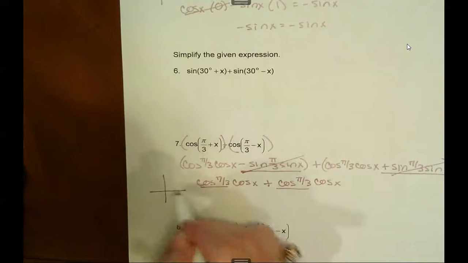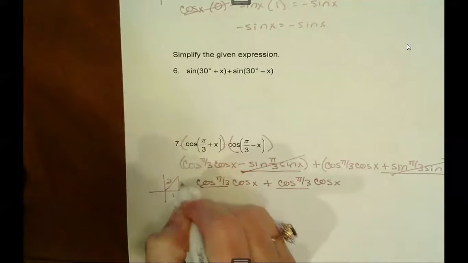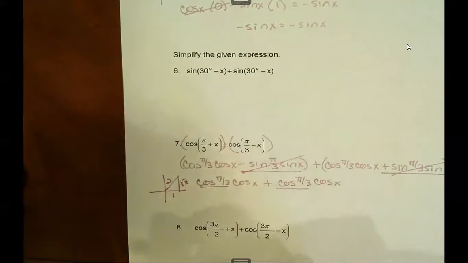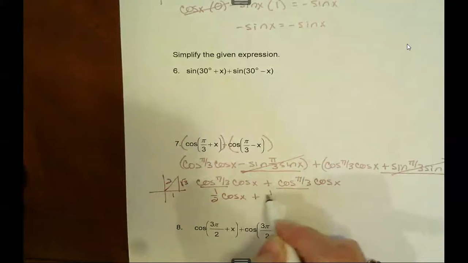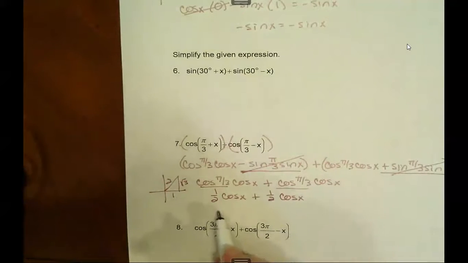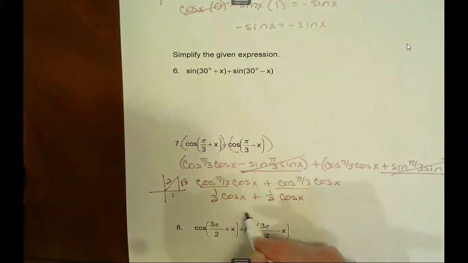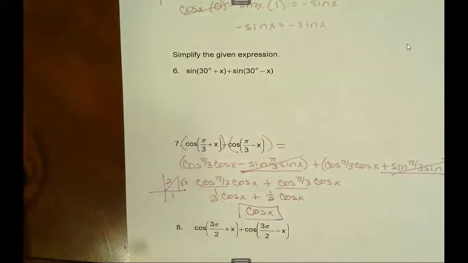So remember, pi thirds is 60 degrees. So we've got 1, 2, square root of 3. And the cosine is x over r. So 1 over 2. So this is 1/2 cosine x plus 1/2 cosine x. And 1/2 cosine plus 1/2 cosine would just be 1 cosine, or just cosine x. So all of that simplifies to just cosine x.